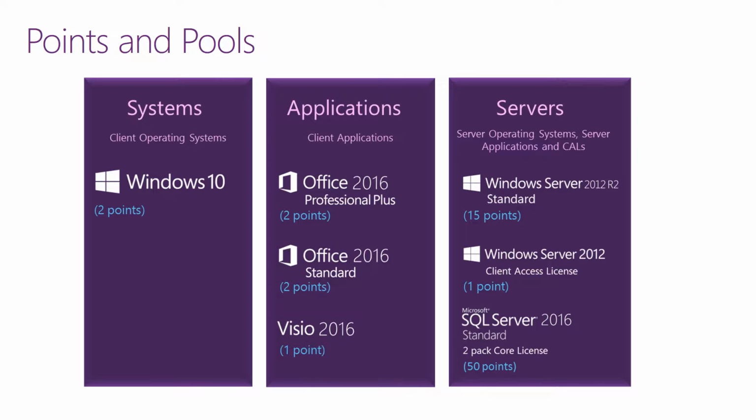The next pool is the Applications pool, and this is where you'll find all of the client applications, including suites such as Office or individual applications like Visio. Again, you can see the points for the products I've chosen. And finally, there's the Servers pool, which is everything else. It's the server operating system, that's Windows Server 2012 R2, as well as the server applications, products such as SQL Server 2016.